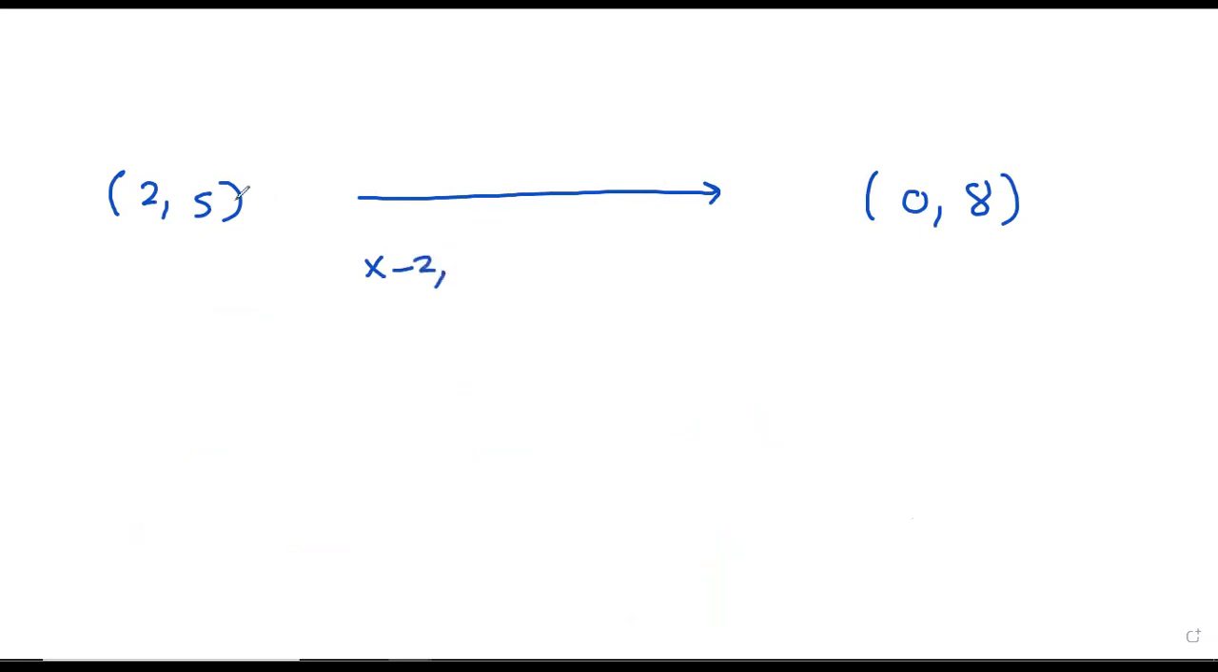And if we have a point like 2 and 5, here it's the original point, and the image is 0 and 8. What is the translation that happened here? 2 became 0, so we subtracted 2, and 5 became 8, so we added 3. So the translation is x plus negative 2, so x minus 2, and y, 5 to 8, so y plus 3. That is the mapping or the translation.